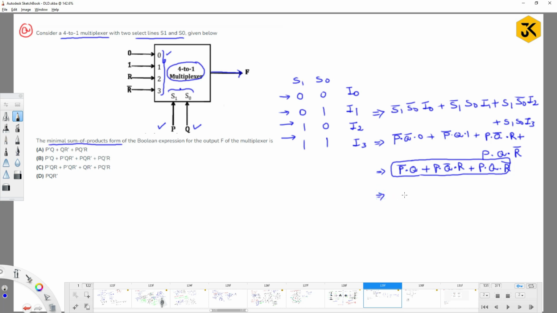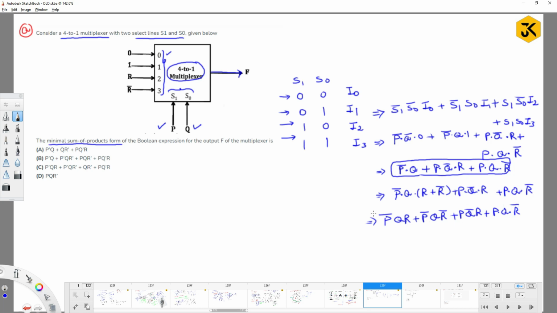Now try to do it with expansion, right? I am trying to make it in the form of canonical form, standard sum of products. P bar into Q into, I can make use of R plus R bar here. So P Q bar R plus P Q R bar. If I make the expansion using the distribution law: P bar Q R, P bar Q R bar, P Q bar R, P Q R bar.